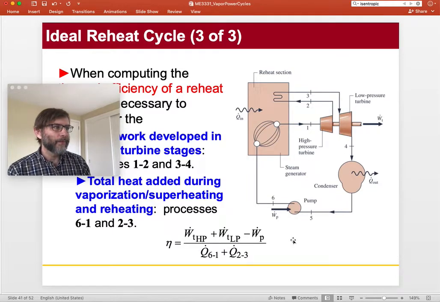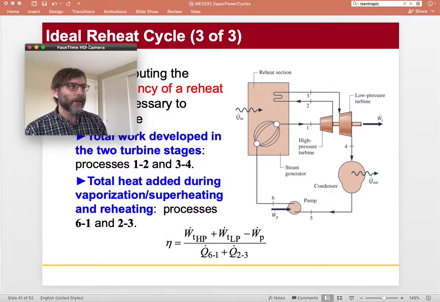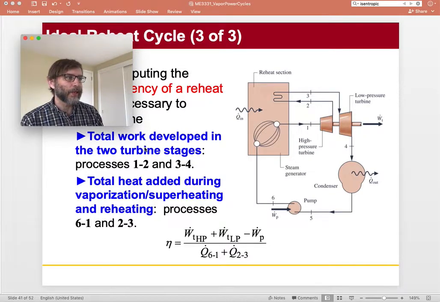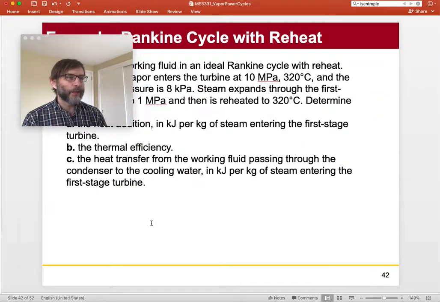No problem, right? Okay, so when computing the thermal efficiency of reheat, you necessarily account for the total work developed in the 2 turbine stages, 1 to 2 and 3 to 4. You have to have the total work and the total heat added during the vaporization, which is the processes 6 to 1 and 2 to 3. You have to include both of those. So your efficiency equation becomes a little more complex, but as you'll see in the analysis, it actually is not that complex. So let's do the analysis.